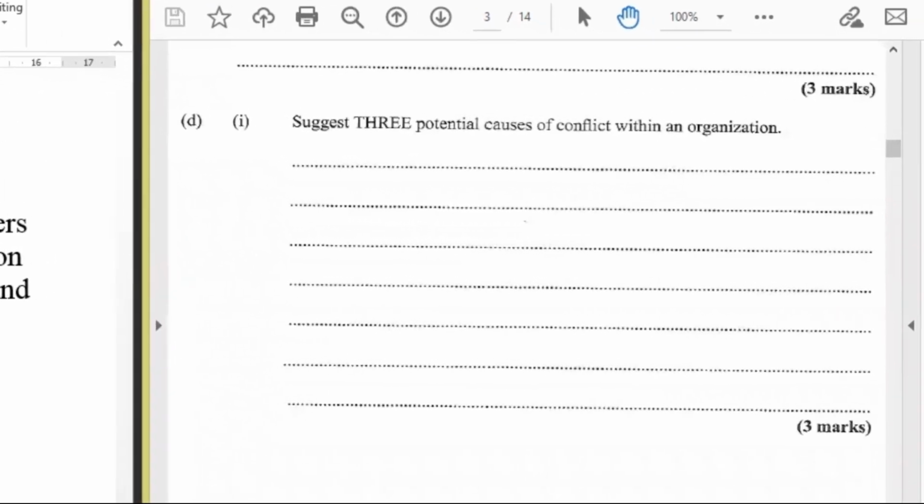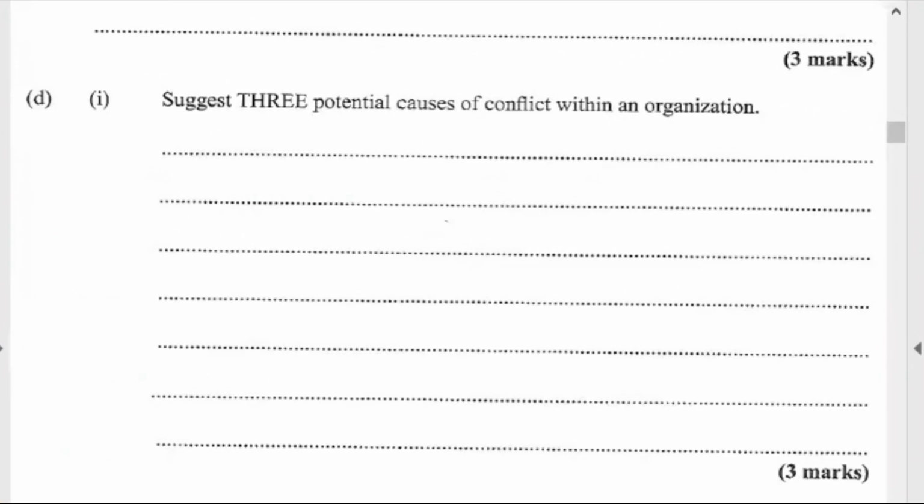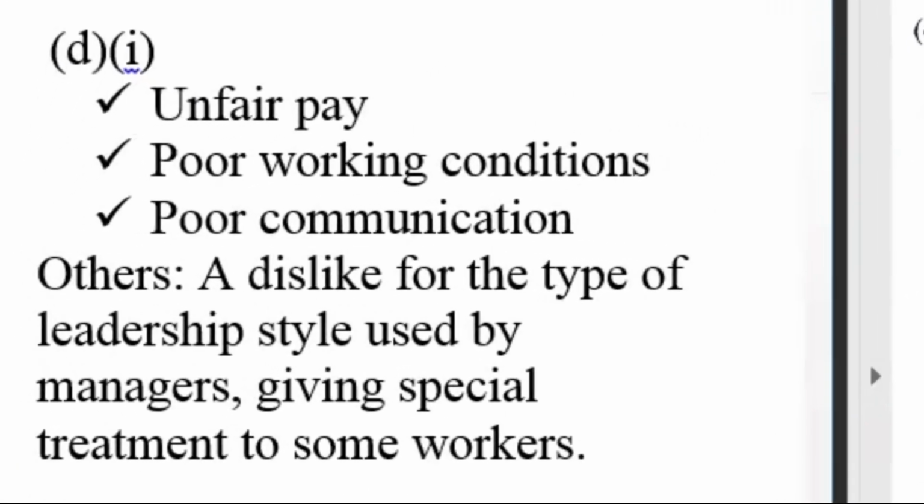All right, D1 suggests 3 potential causes of conflict within an organization. So some potential causes of conflict could be things like workers are not being paid fairly, poor working conditions, and poor communication. Other things could include a dislike for the type of leadership style used by managers, or management giving special treatment to some workers, and these and many more could be some potential sources of conflict.